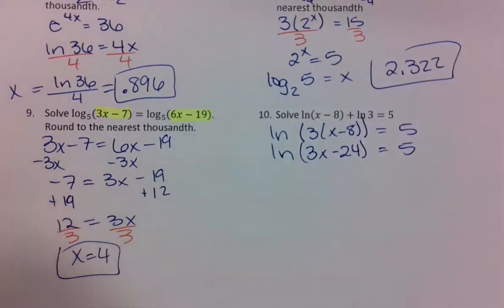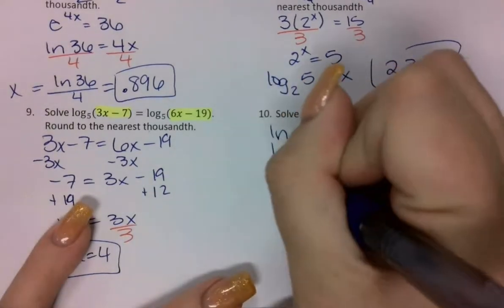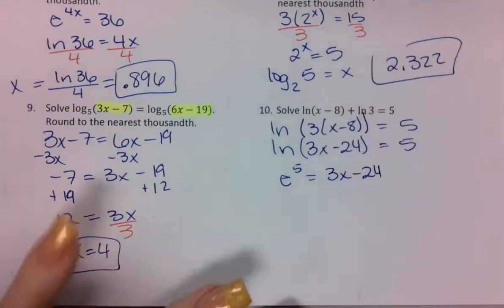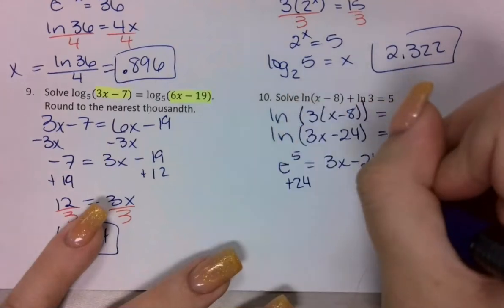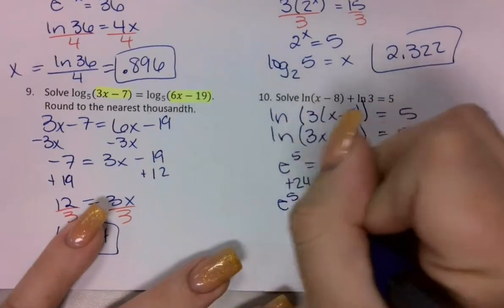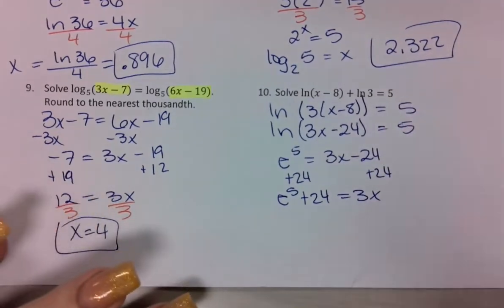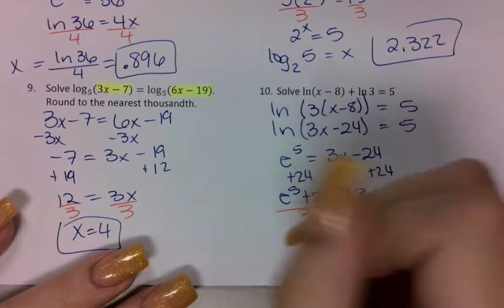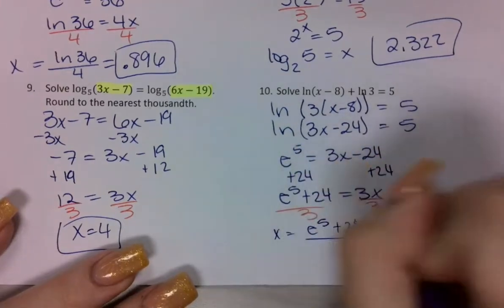Because I have a logarithm equaling a number, what I want to do here is rewrite it as an exponential. ln means base e. And then it's going to equal my argument, so e to the 5th equals 3x minus 24. I want to go ahead and add 24 to both sides. I get e to the 5th plus 24 equals 3x. I want to isolate my variable, so I'm going to divide both sides by 3. So I get x equals e to the 5th plus 24, divided by 3.